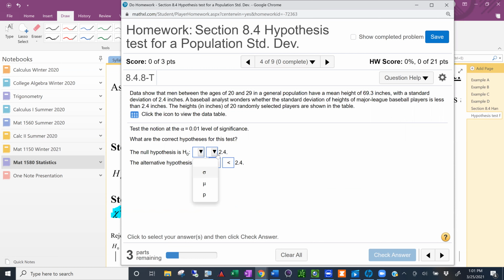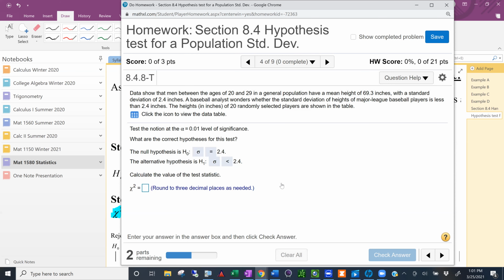So first we'll choose sigma, but it doesn't let me choose greater than or equal to. So what should I choose? Equal to. Yeah, equal to. So we'll choose equal to, and then check answer. Yay, thank you, nice work. We got to calculate a chi-square value. Let me copy down a couple of things here. Sigma equals 2.4, and then sigma is less than 2.4.